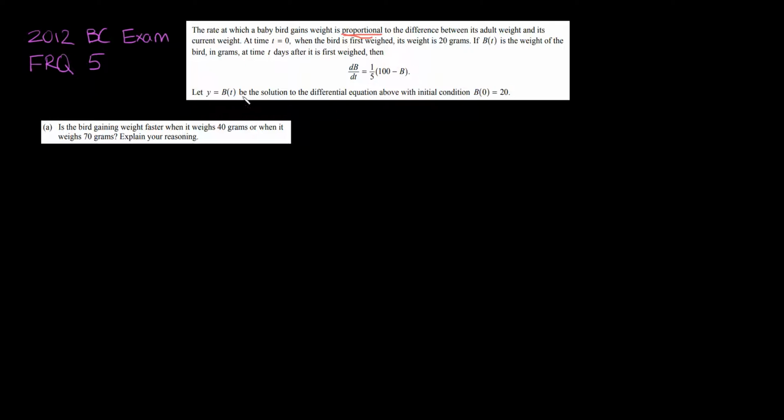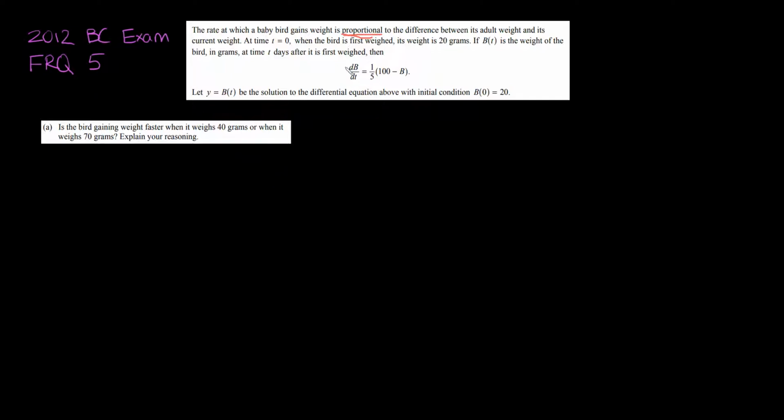So y equals b of t. Let that be the solution to the differential equation above with the initial condition b of 0 equals 20. So part A asks, is the bird gaining weight faster when it weighs 40 grams or when it weighs 70 grams? Explain your reasoning. So let's think about this a little bit. The rate at which the bird is gaining weight, that is dB dt. So that's what we're looking at here.